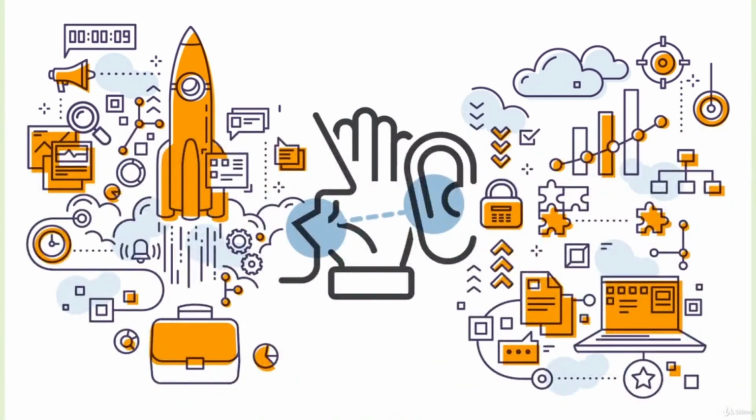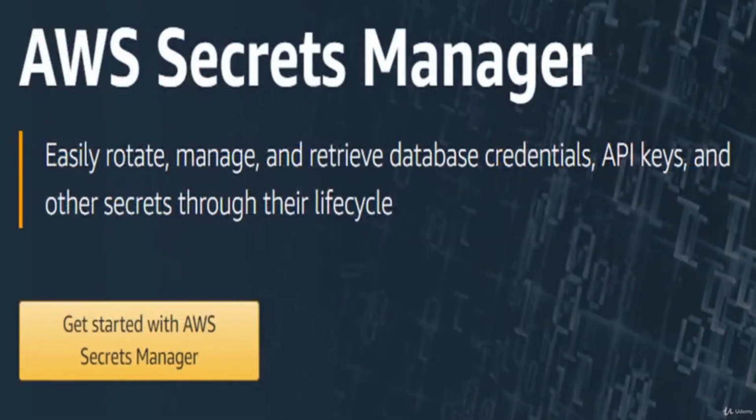When you have different instances running and you have sensitive information such as credentials, passwords, or database usernames, or simply your personal secrets, you could keep it in the cloud. When you fear that you may forget those secrets or confidential information, here it will be protected in a cryptographic manner using different kinds of algorithms. It will be secure. You can easily rotate, manage, and retrieve credentials, API keys, or other secrets through their life cycles.